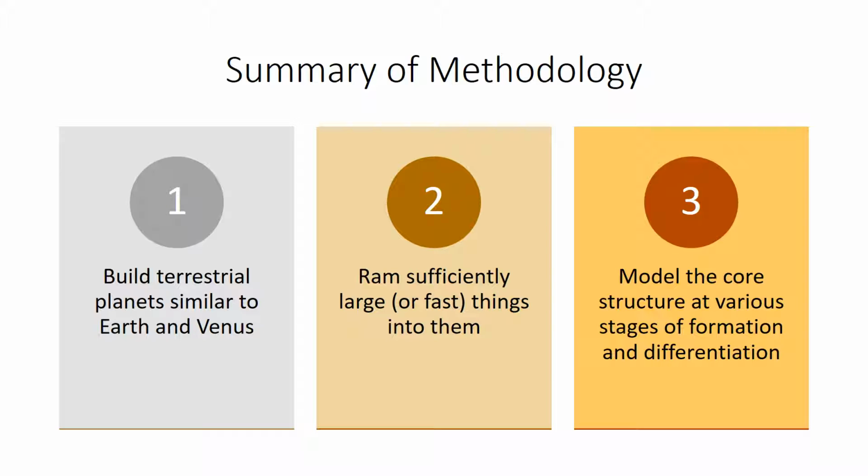In the most basic sense, we're going to build up a terrestrial planet that is similar to Earth and Venus, and then take large objects and just ram things into them and look at what the core looks like during all these different stages.